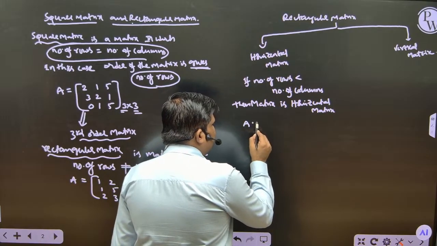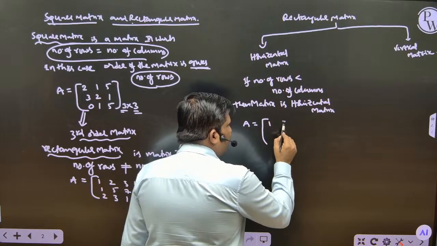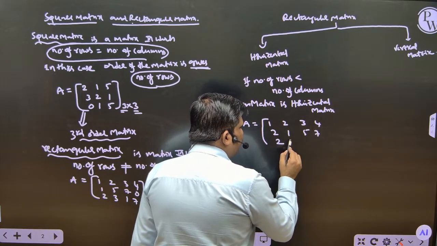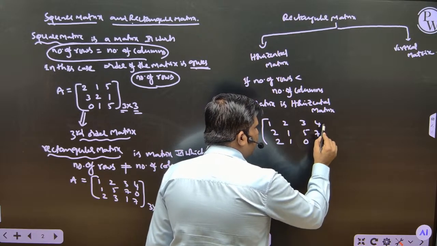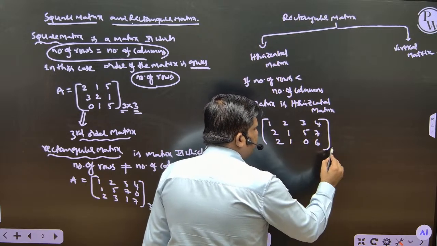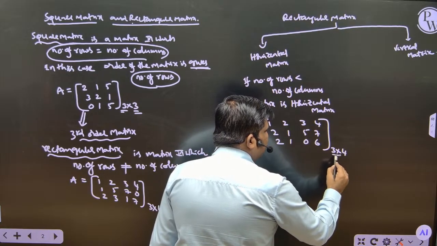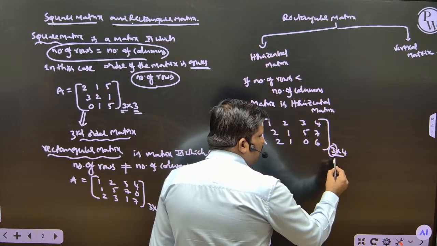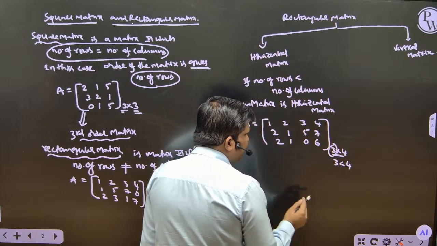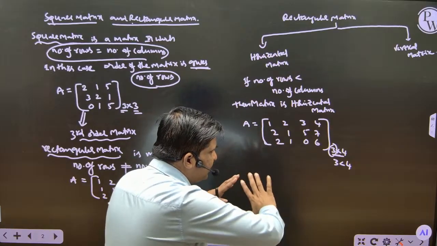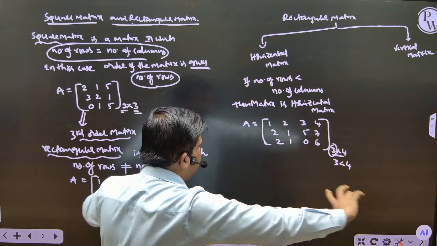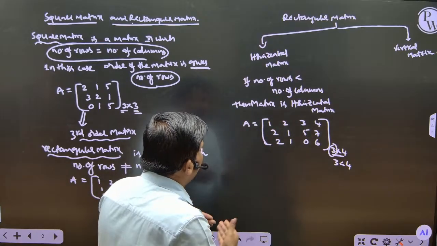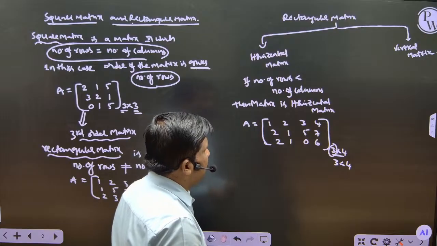Horizontal matrix. See the example: 1, 2, 3, 4, 2, 1, 5, 7, 2, 1, 0, 6. So here there are 3 rows and 4 columns. That means rows are less than columns. That's why the shape is a horizontal shape. The shape of the matrix is horizontal because rows are less than columns.